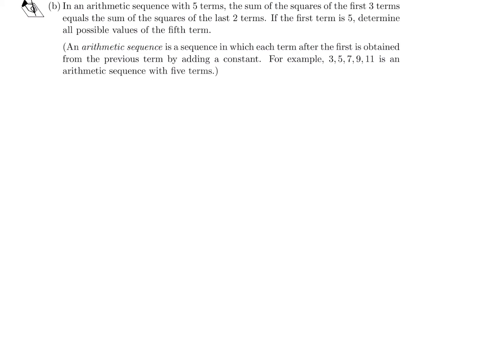In an arithmetic sequence with 5 terms, the sum of the squares of the first 3 terms equals the sum of the squares of the last 2 terms. If the first term is 5, determine all possible values of the 5th term. We have 5 terms, and an arithmetic sequence is of the form a, a plus d, a plus 2d, a plus 3d, a plus 4d, and so on, right? You guys know about that.